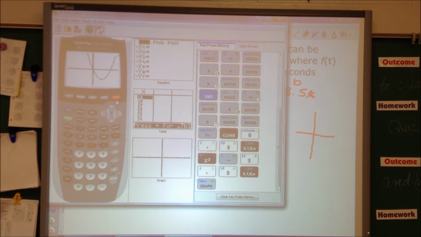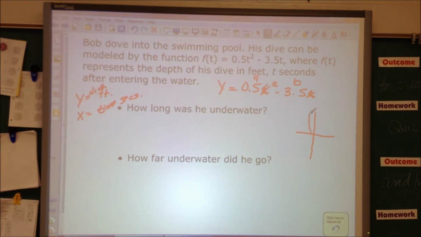So there's my graph, and right at the origin, I see that's where it comes down. So I'm going to draw that over here. It comes down like this, and it comes back up. Oh, I should have gotten rid of my calculator first. So it comes down and back up. Now remember, the x is his dive. Well, he's not diving up here. He's diving down here. So this is the feet under the water, and this point right here is where he enters the water.